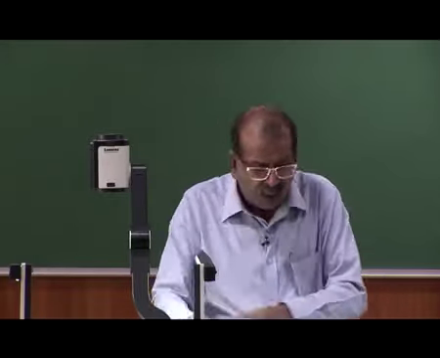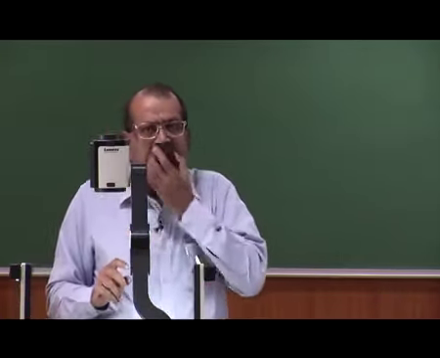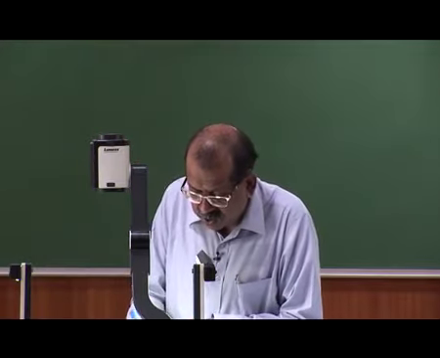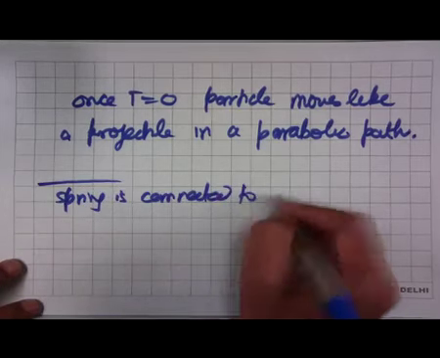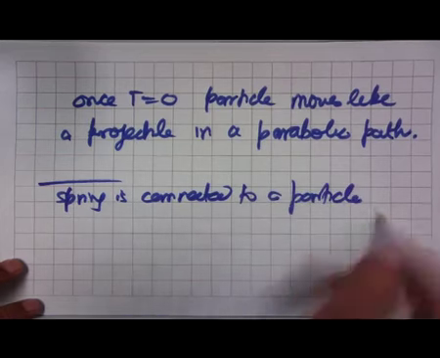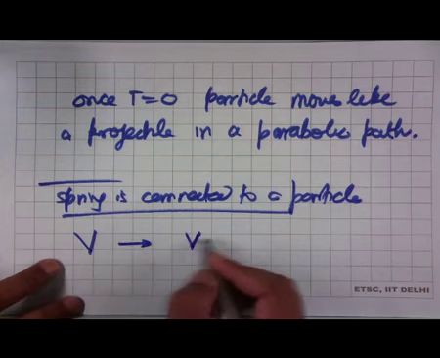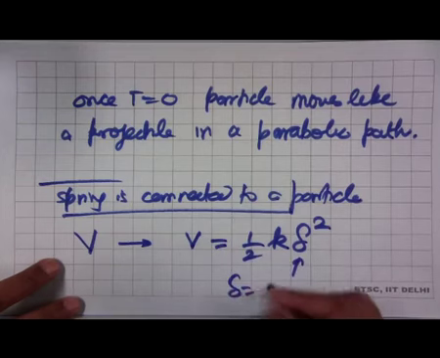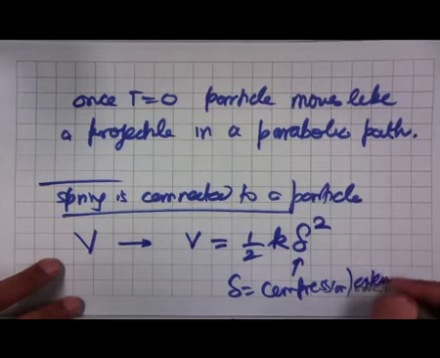Now, in some other problems you may find springs being connected to the particle. If a spring is connected to a particle, the only change which will come is in the potential energy, and the potential energy is equal to half k delta square, where delta is the compression or the extension of the spring. So, rest all stays the same.